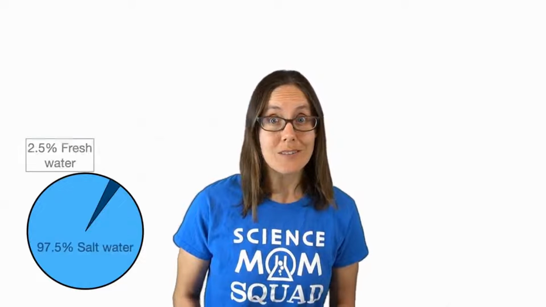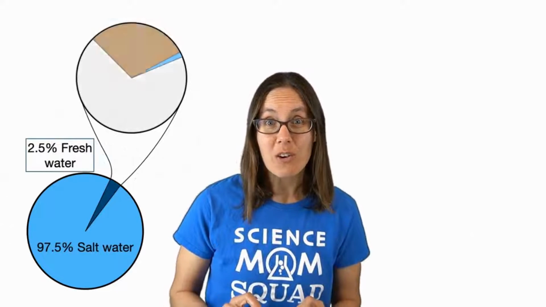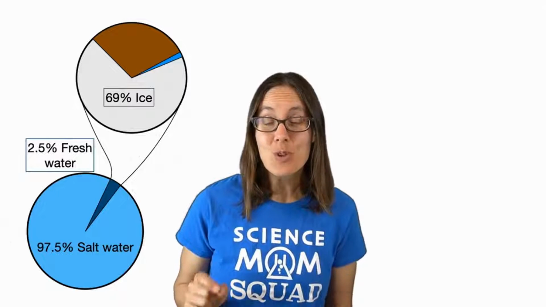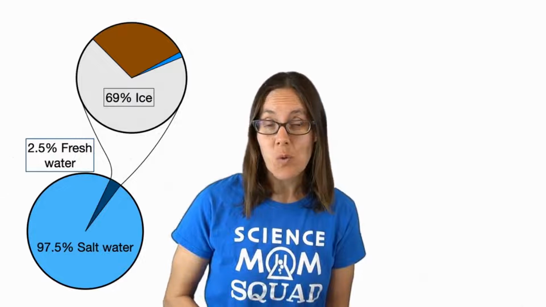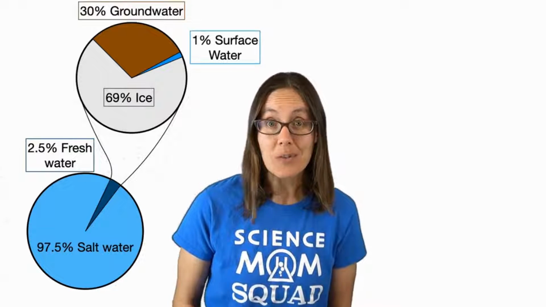97% of the water on our planet is too salty for us to drink or use for watering crops. Of the fresh water on Earth, almost 70% of it is frozen. If you look at the drinkable liquid water on our planet, it turns out that most of it is underground. Groundwater is liquid water that fills up spaces in between rocks and soil particles.